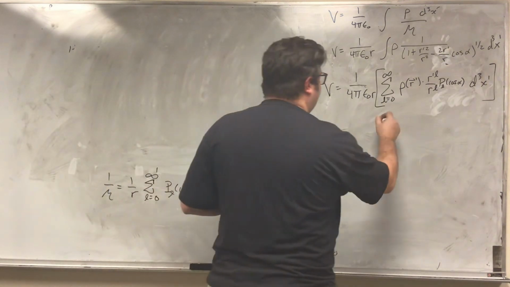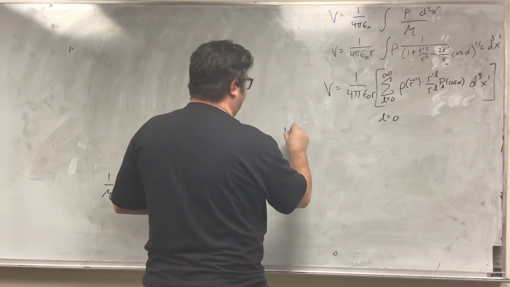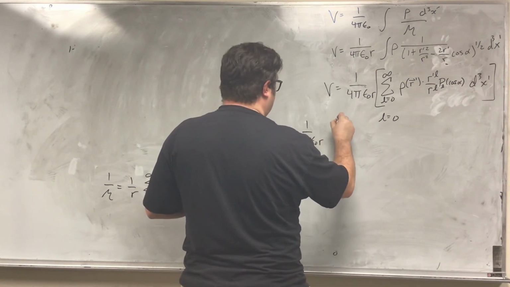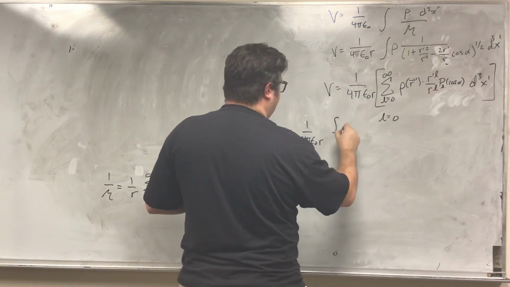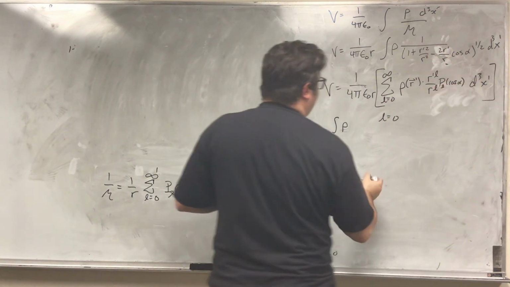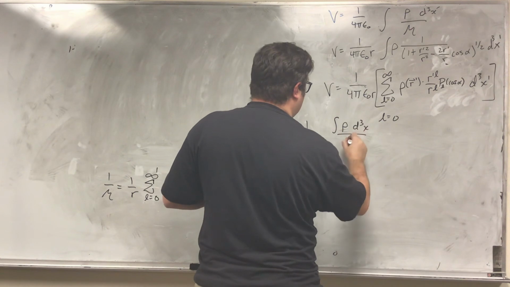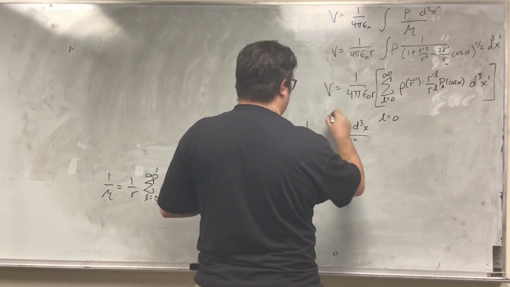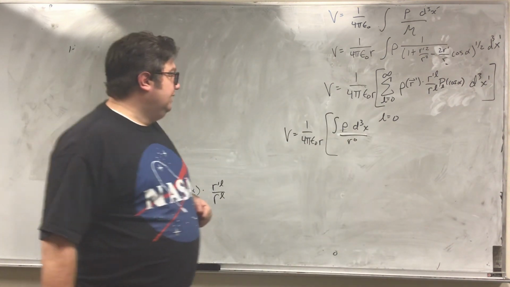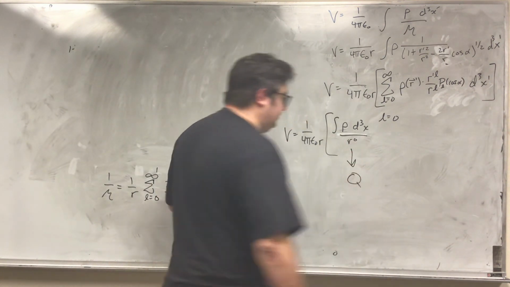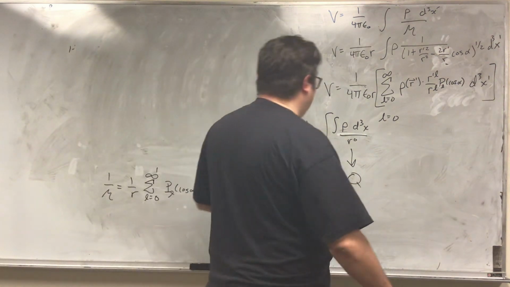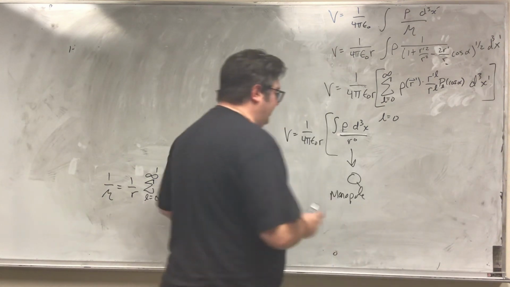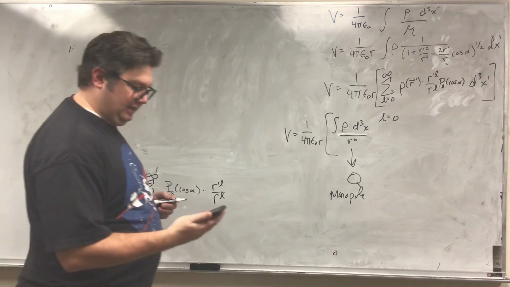The first term here is when L equals 0. We have V equals 1 over 4 pi epsilon naught r, and we get the integral of rho, making all of these 0, d3x over r to the 0. Right, so the first term simply looks like the charge. Okay, that makes sense because that would be the monopole moment. All right, what's the next term look like?